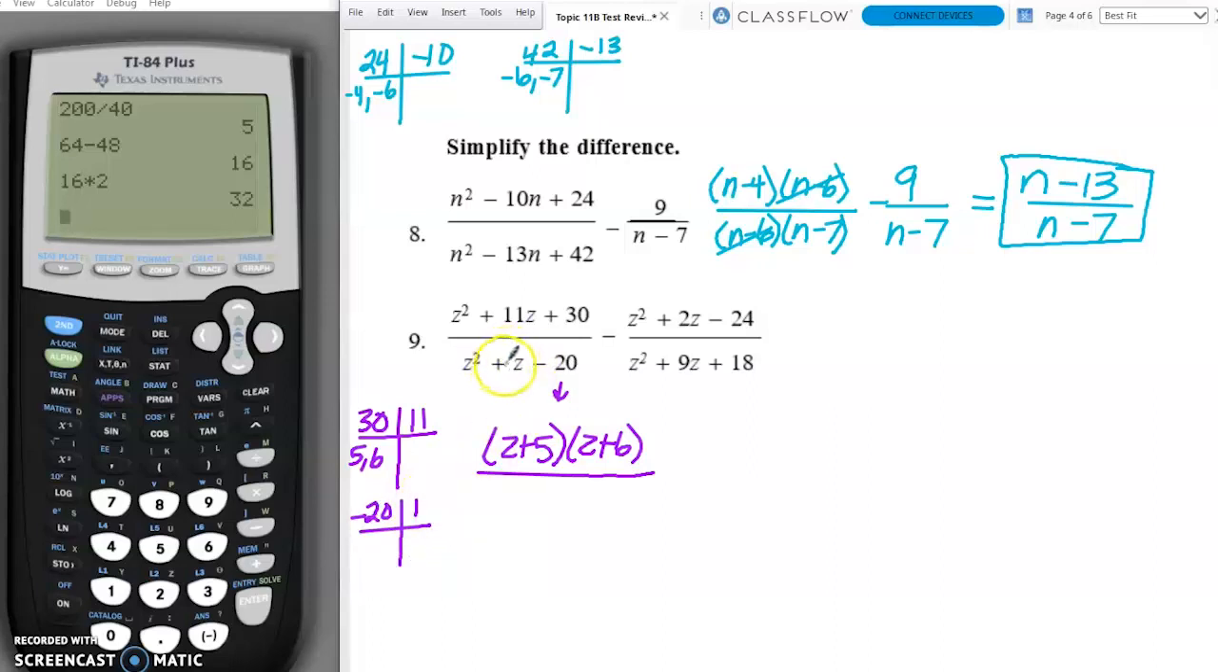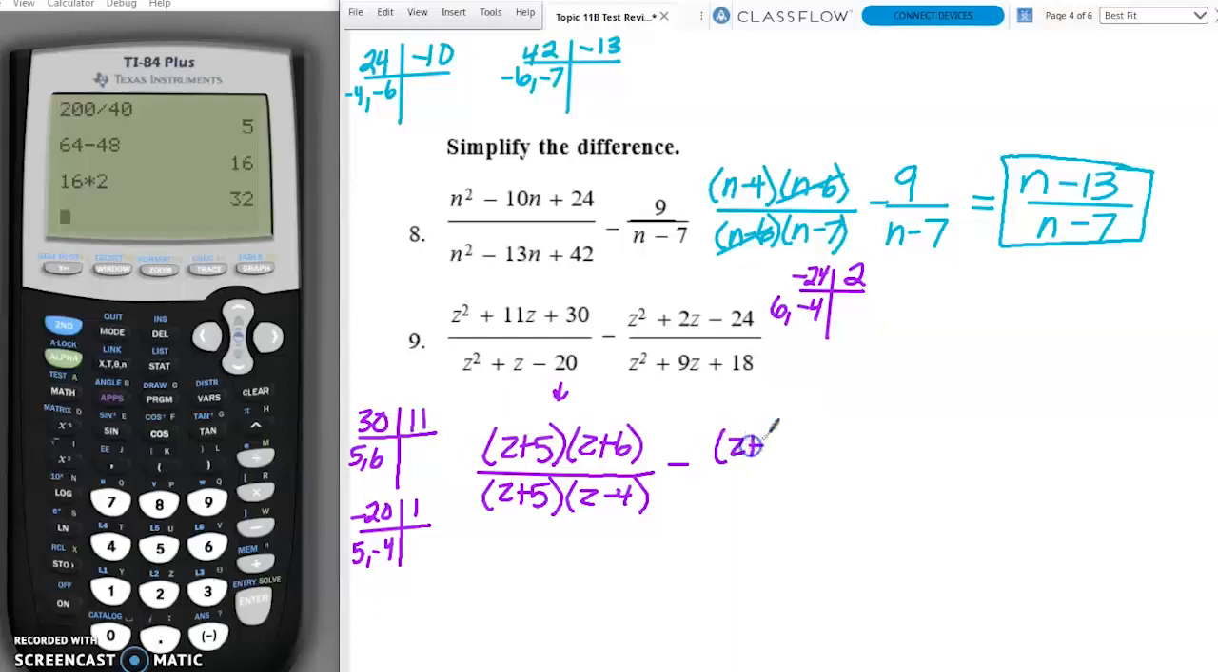Remember, plus z is 1. If it said minus z, that would be a negative 1. So it's a negative 20, but we want a positive sum, so it'll be a positive 5 and a negative 4. So we'll say z plus 5 and z minus 4. Minus, we've got to do the same thing on this side. We're going to factor that negative 24, looking for a sum of a positive 2. That's going to be a positive 6 and a negative 4.